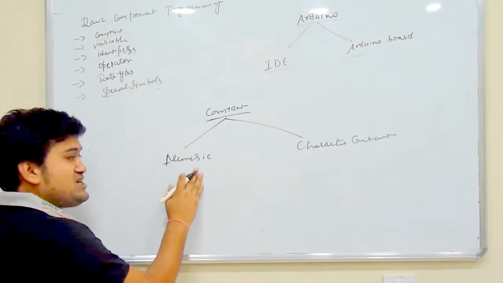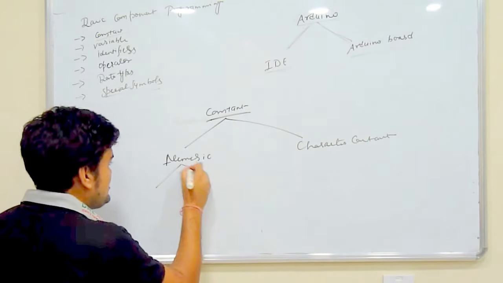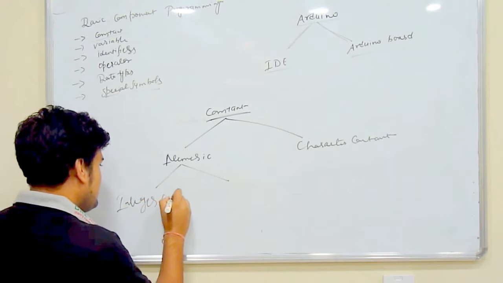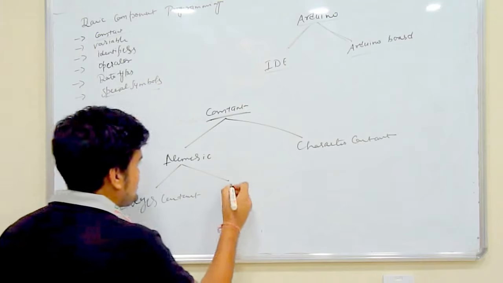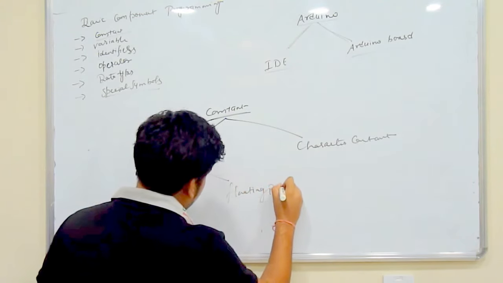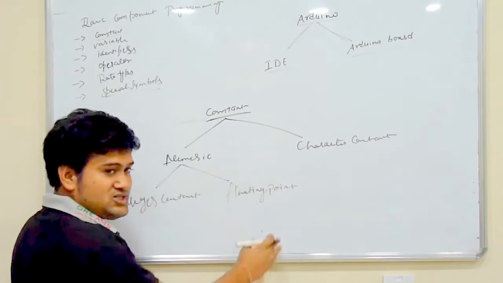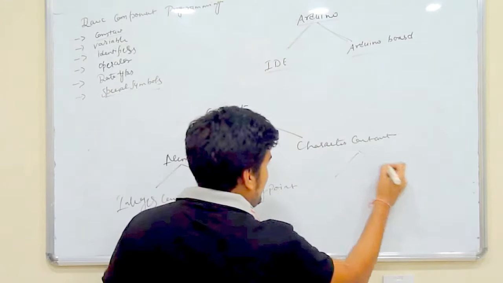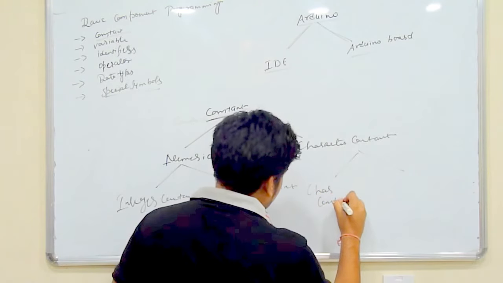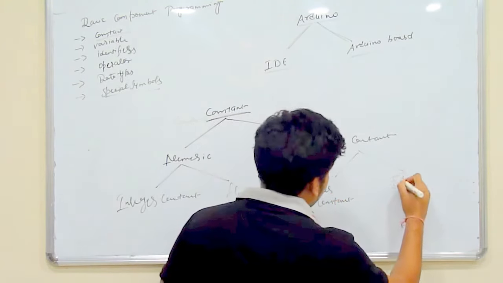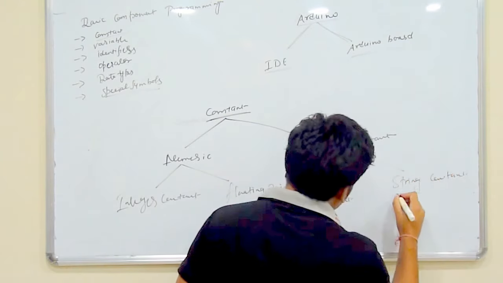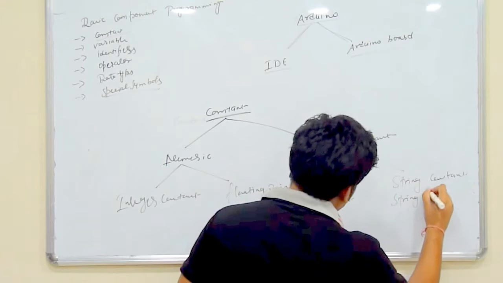The numeric constant is further divided into two parts. The first one is called the integer constant, and the second one is called the floating point constant. The character constant is again divided into two parts. The first one is called the char constant and the second is the string constant, which is also called string literals.